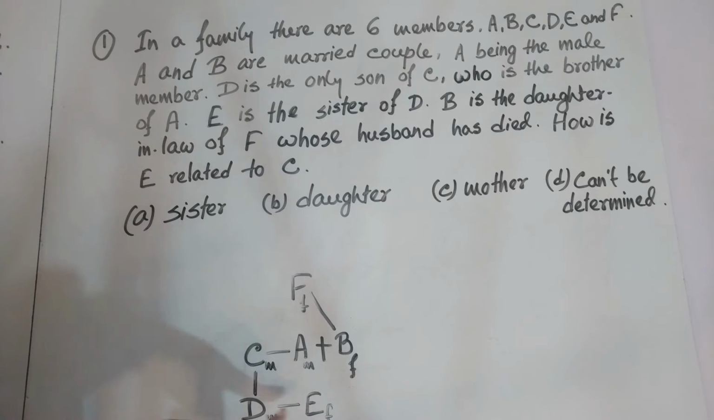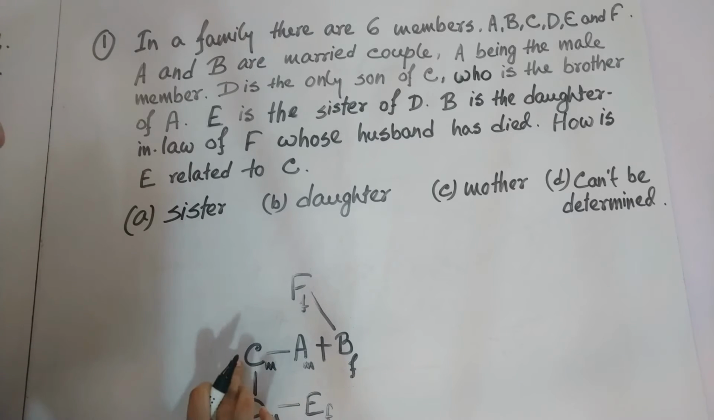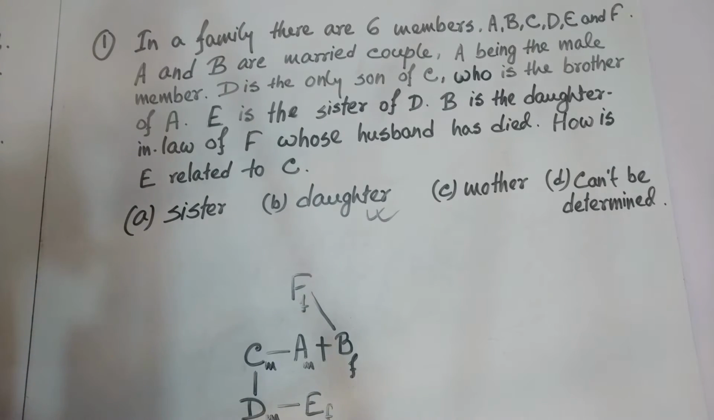From here what we can say? E is the daughter of C. E belongs to the next generation of C and E is D's sister and D is C's son, so E is the daughter of C. So here daughter will be the answer.